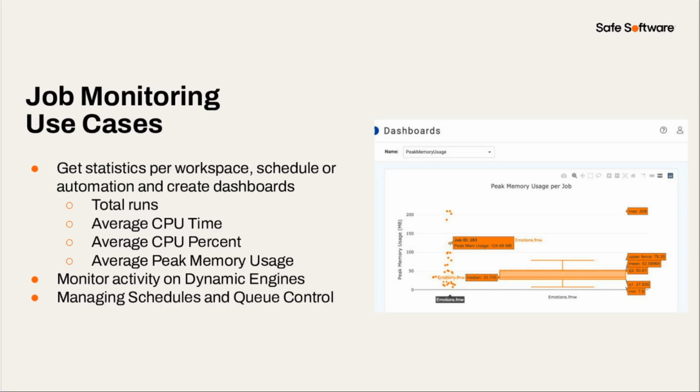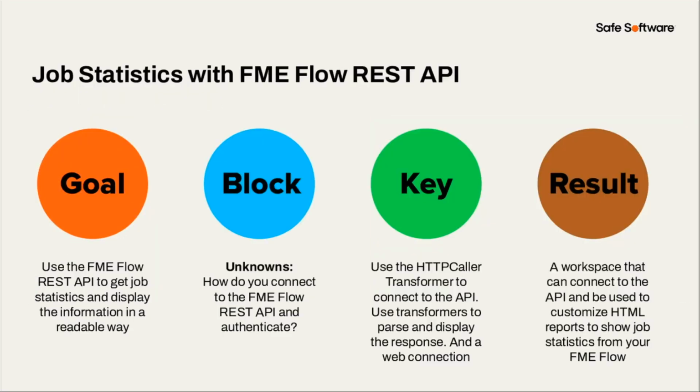Monitoring job statistics on your FME Flow can be very useful if you have a busy server or are concerned about CPU usage if you have Flow hosted. Job statistics can be gathered in Workbench using the FME REST API to create HTML graphs showing current statistics such as total runs, average CPU time and percent, and average peak memory usage. You can also monitor activity on dynamic engines and manage schedules and queue control.